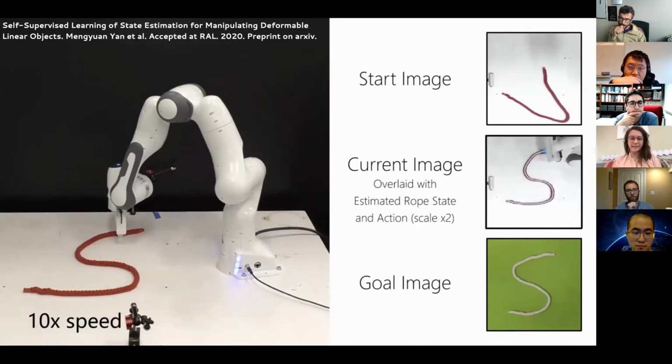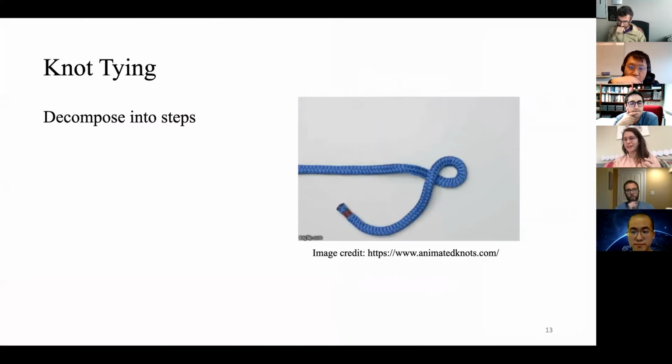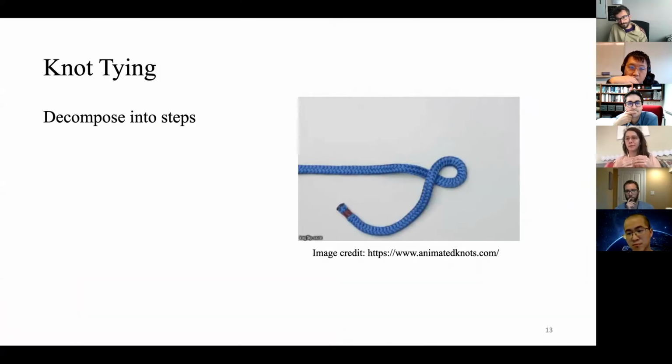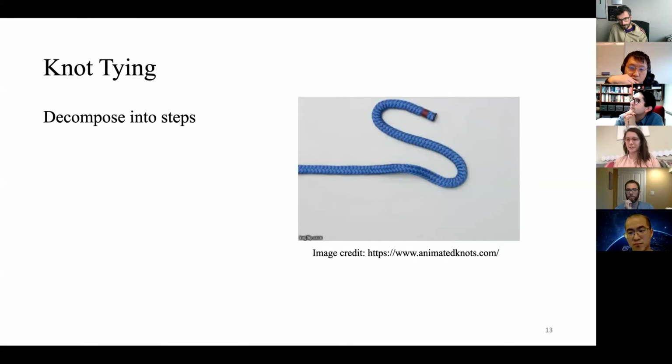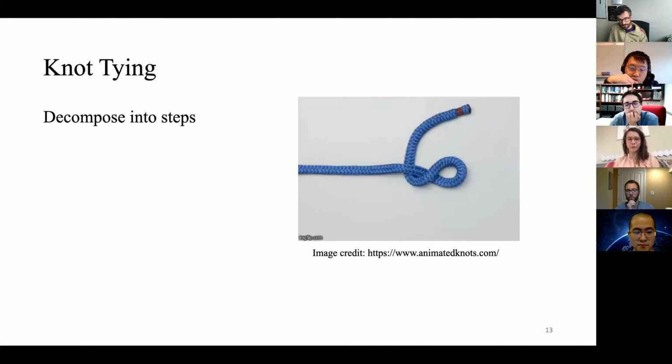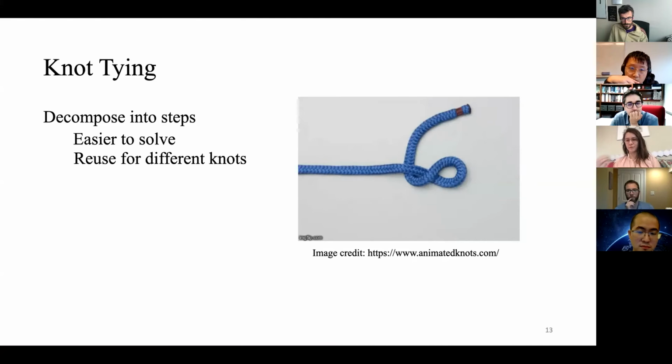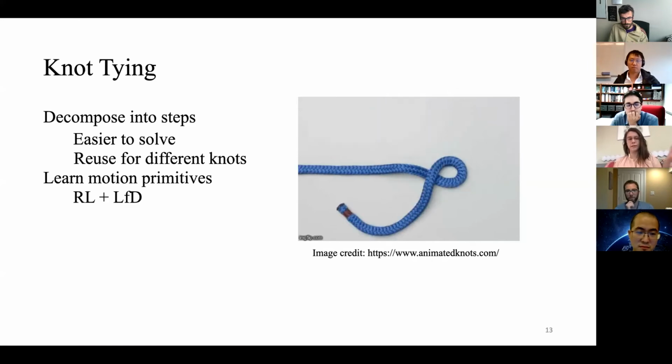The next step we really wanted to do was to think about knotting. I think a lot of work is on taking knots apart or flattening some pieces of laundry and things like that. There's some work on folding laundry, but there's also not a lot of work on knotting that generalizes to different shapes. So we were interested in this problem, and our approach was to decompose this into steps like the ones you see here, because each step is easier to solve than the whole problem. And we can reuse the motion primitives for different knots that are composed of the same steps. And we learned these motion primitives.